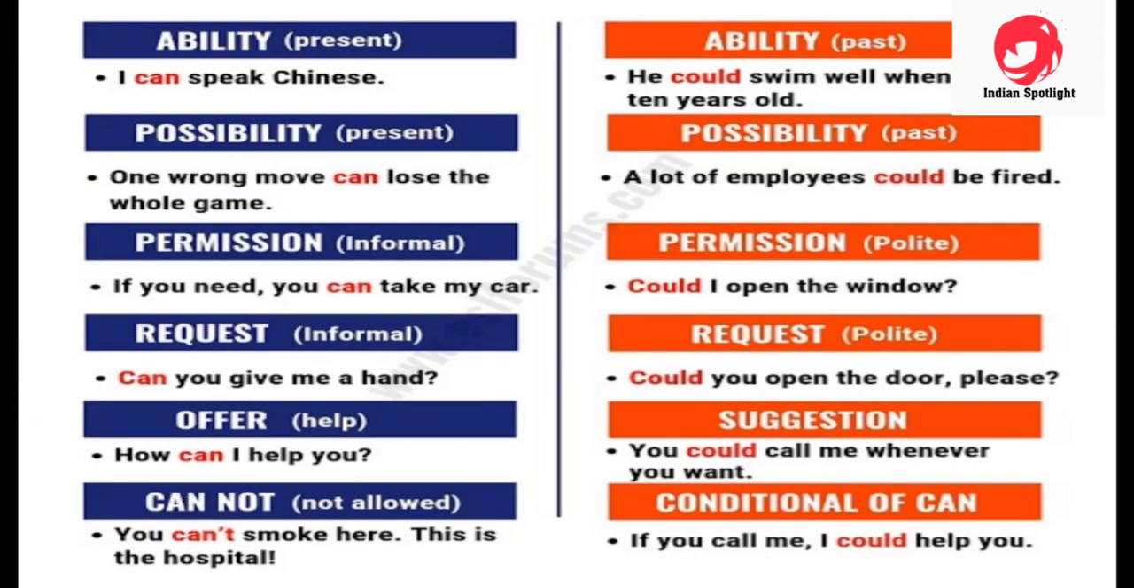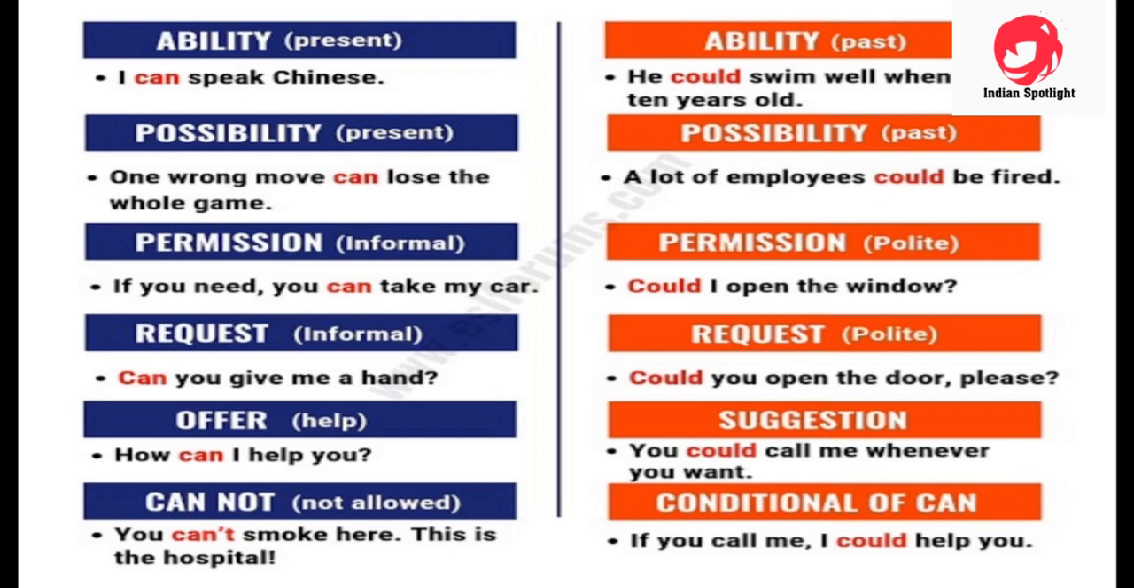Now we will do a comparative study of can and could. Can is used in present form to mean ability. I can speak Chinese. Similarly, could can also be used in the past form. For example, he could swim well when he was 10 years old. In the present form to mean possibility: one wrong move can lose the whole game. While we are referring to could in past form to refer to possibility, the sentence would be: a lot of employees could be fired.